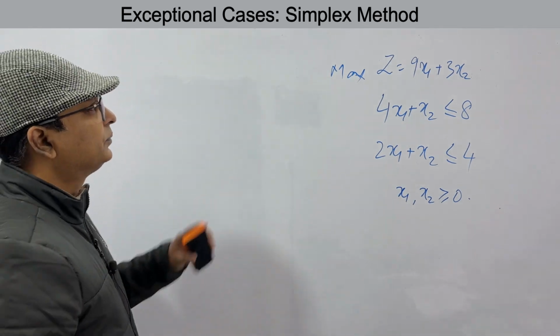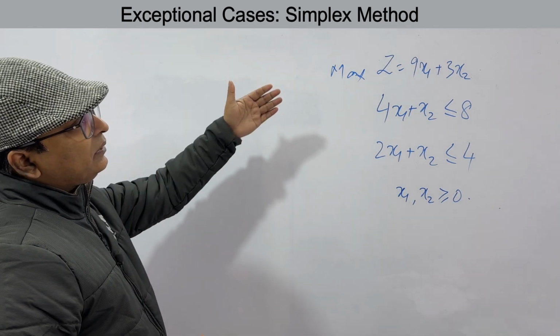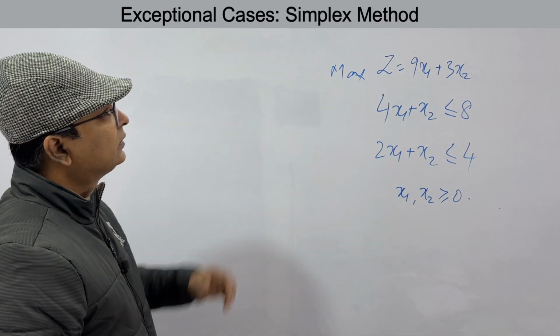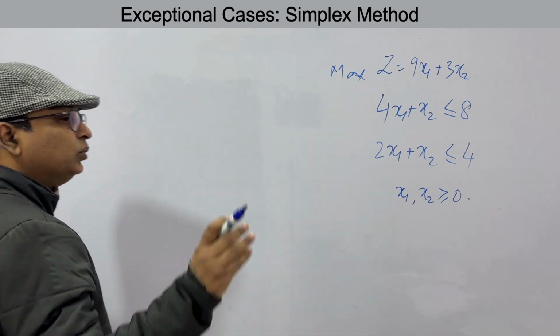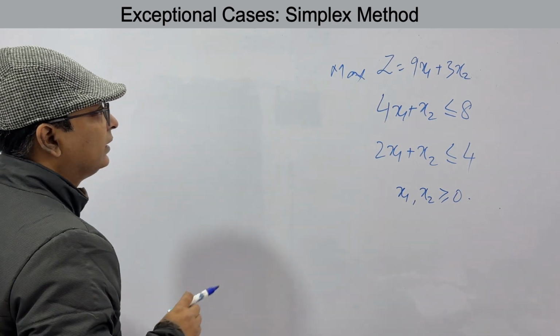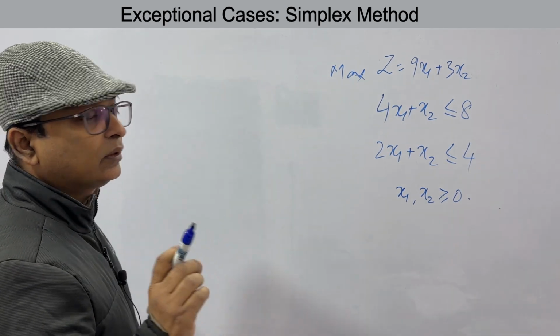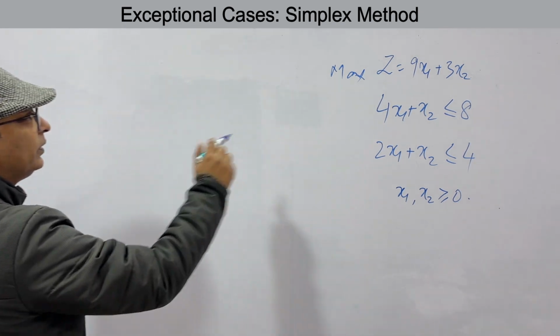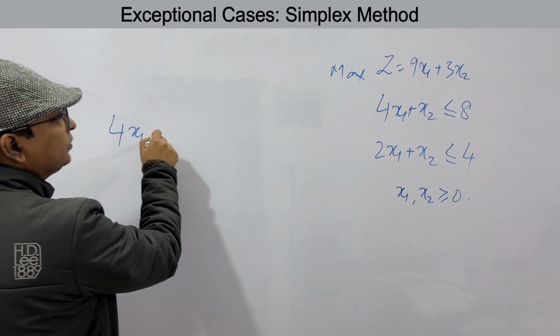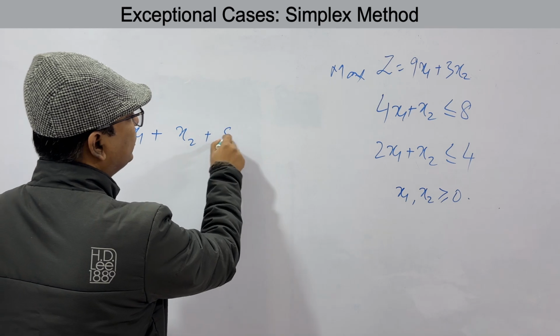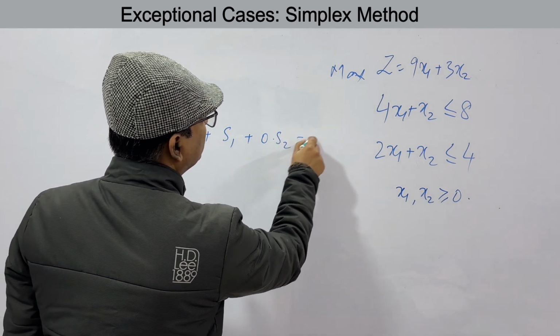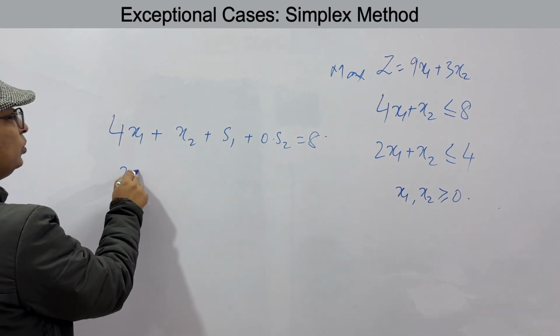So let's see a very simple example where we use the concept of degeneracy. That is, we'll have two ratios theta equal, and we'll have to decide which one to take as the key row. So first of all, what we do, we take slack variables for x1 plus x2, let's say s1, and for the second s2, equal to 8. This is our first constraint.